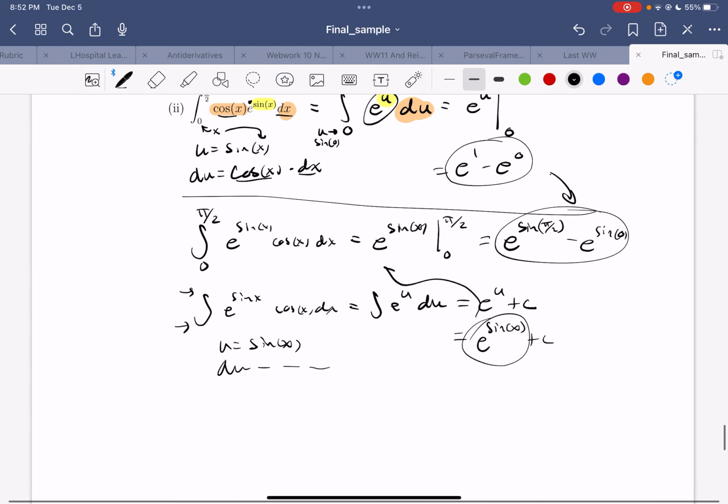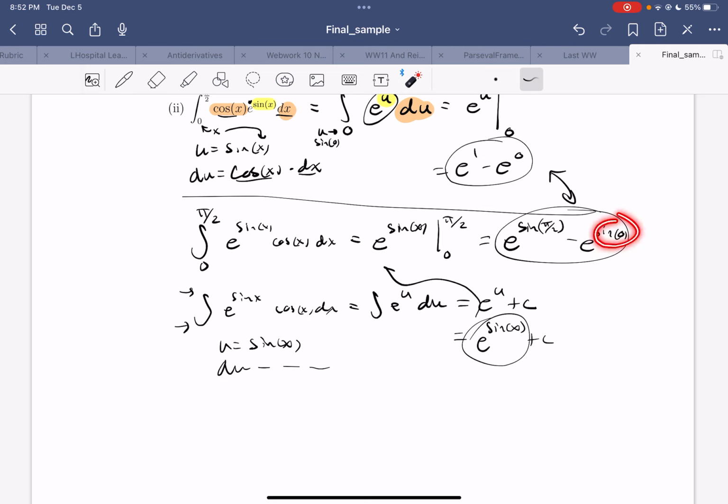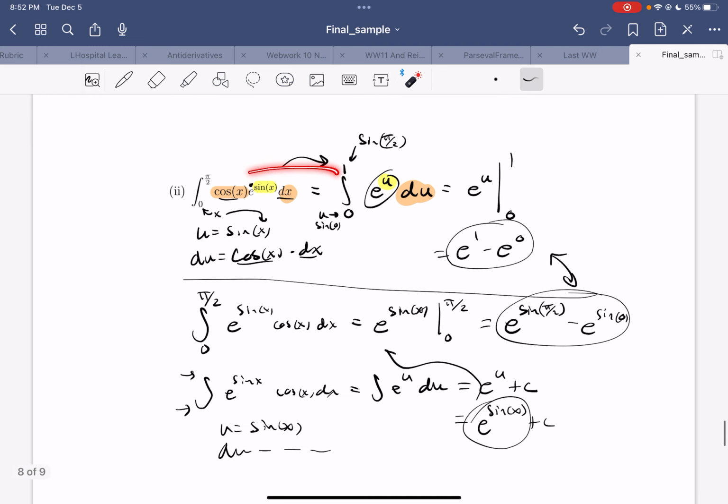And notice, this is the same thing, because sine of pi over 2 is 1, and sine of 0 is 0. But instead of having to do this back substitution step, you can just change the limits. You can just do this and just keep marching forward.